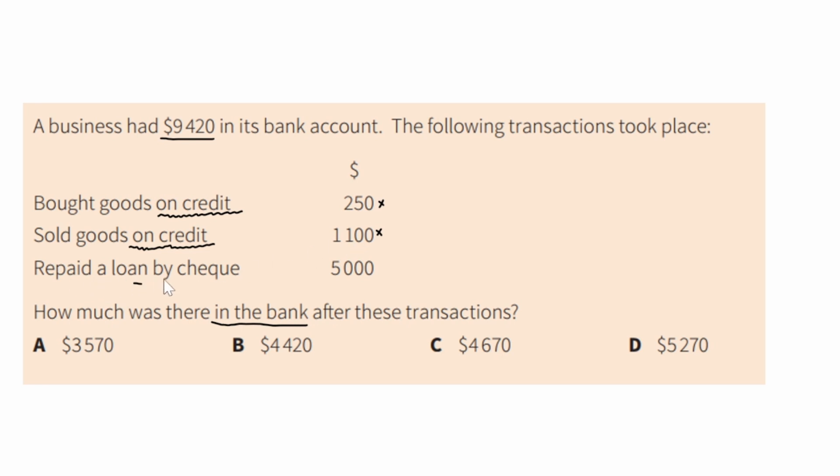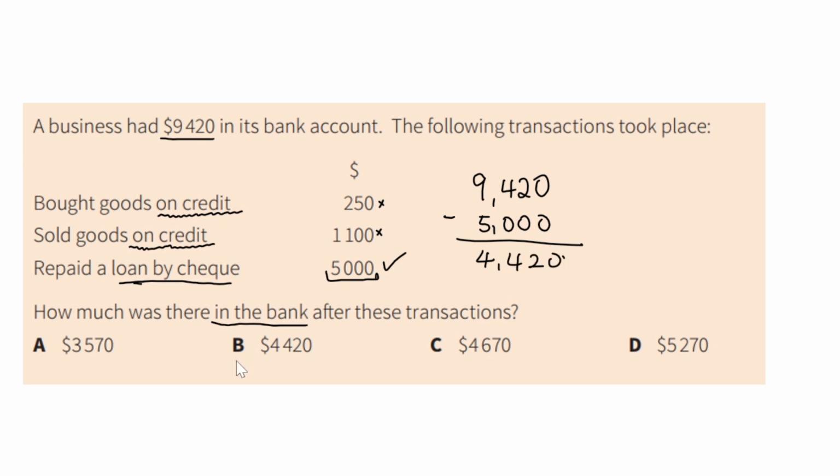However, they say repaid the loan by check 5,000. So if this person had 9,420 in the bank, and then they repaid the loan by check, it means it's minus the 5,000. So when you subtract, how much was there in the bank after these transactions, that's going to remain with 4,420, and so our answer here is B.